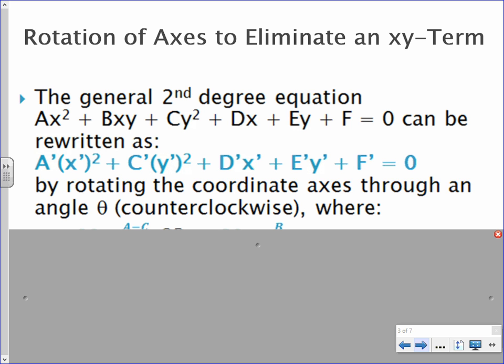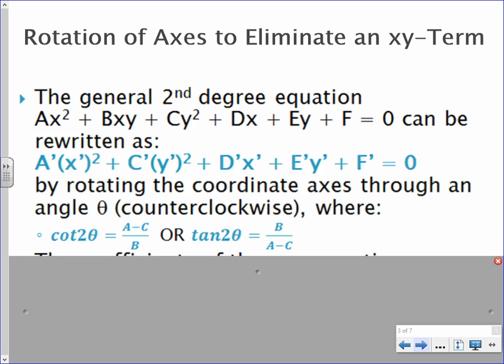So we are going to rotate counterclockwise at an angle. To figure out that angle, you're going to use one of these two. If you're more comfortable with tangent, write that one down. If you're more comfortable with cotangent, write that one down.